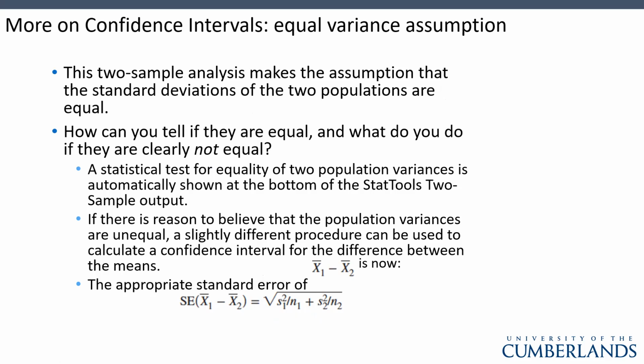So if there's a reason to believe that the population variances are unequal, a slightly different procedure can be used to calculate a confidence interval for the differences between the means.